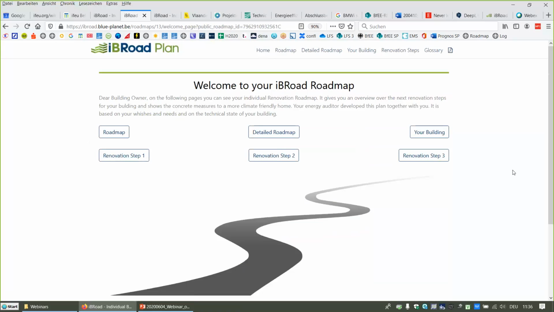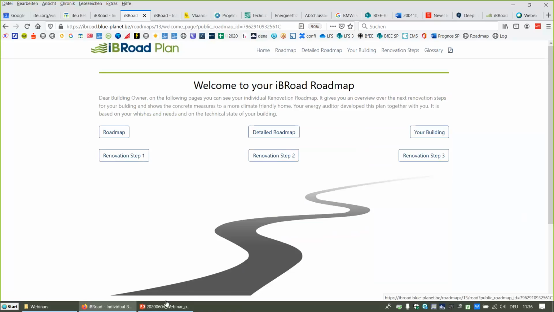So he can have this roadmap in an online version. It would look like this. You can also have it in a printed version as a PDF or paper version. So yes, both are possible.